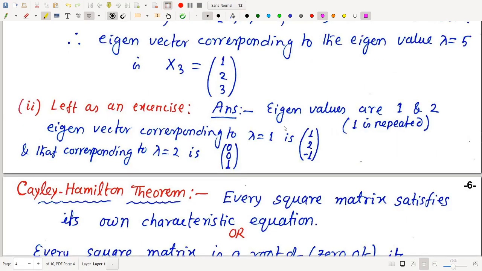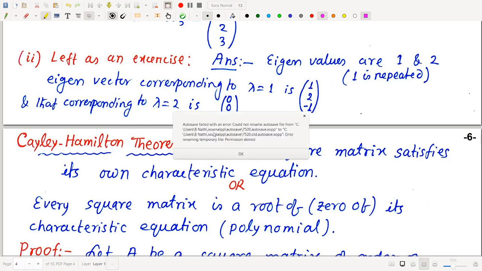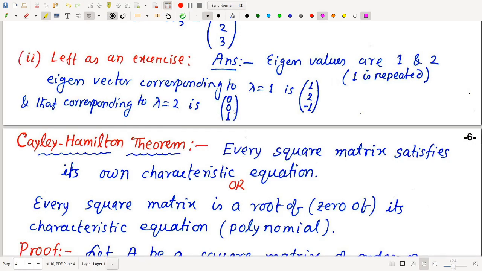Row 1, 2 is left as an exercise. Eigenvalues will be 1 and 2. Of course, 1 will be repeated twice. You will see 1, 1 and 2. The answers given: the eigenvector corresponding to lambda equal to 1 is 1, 2, minus 1, and that corresponding to lambda equal to 2 is 1, 0, 0, 1.